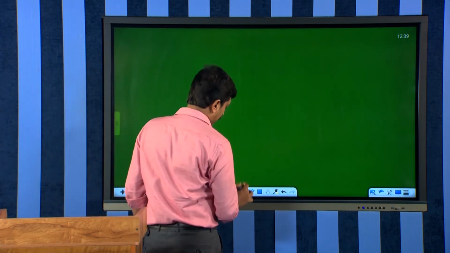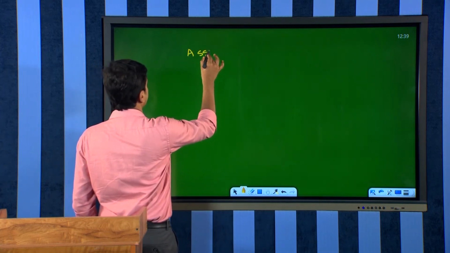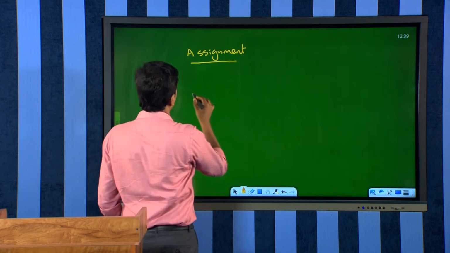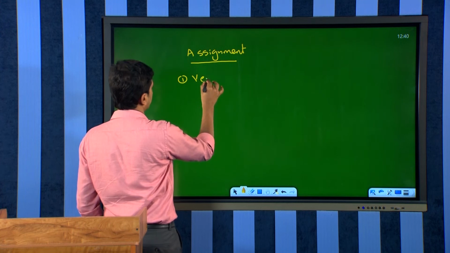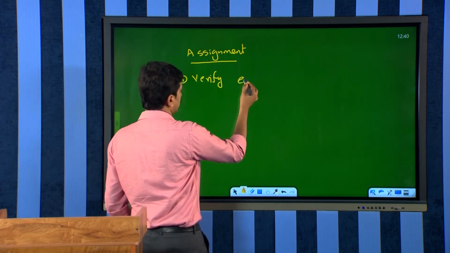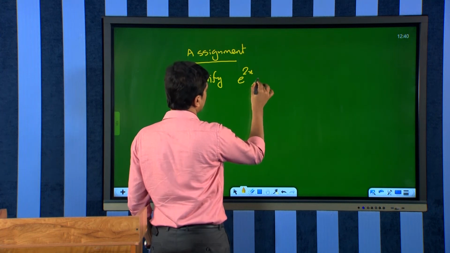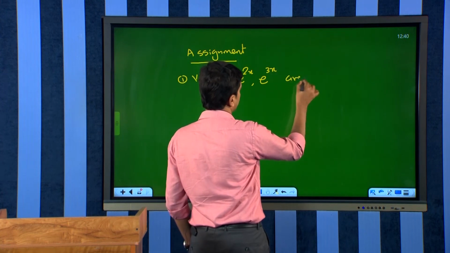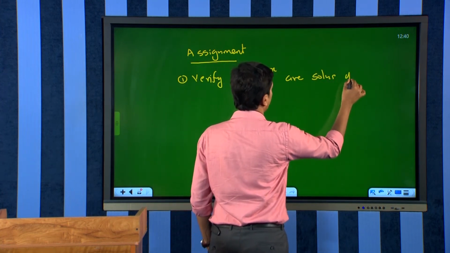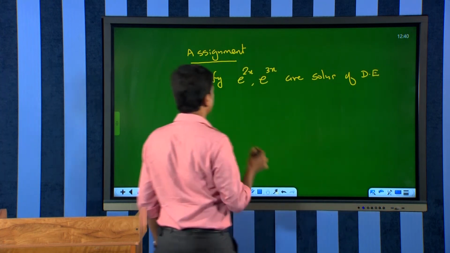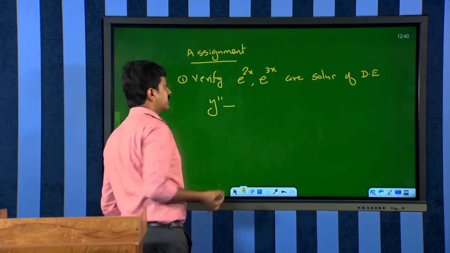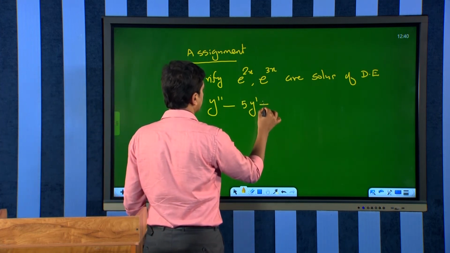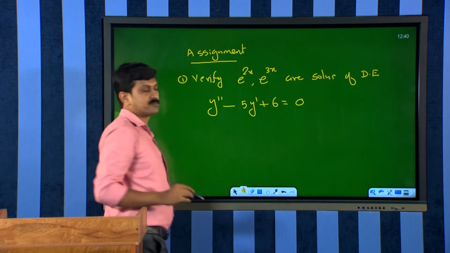Say, write down some assignment questions. Verify e raised to 2x, e raised to 3x are solutions of the differential equation y double dash minus 5y dash plus 6y equal to 0.